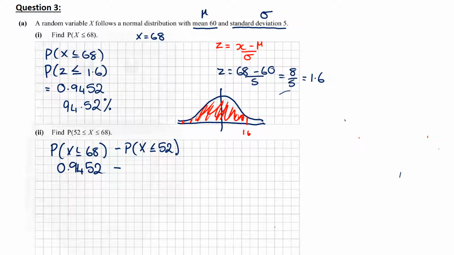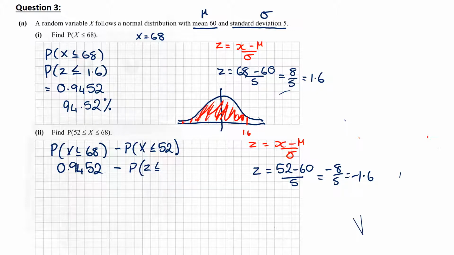to again work with our formula like we did last time. X minus mu all over sigma, and this time my x is 52, so I have 52 minus 60 all over 5, which is minus 8 over 5, which is minus 1.6. So that's the probability that z is less than or equal to minus 1.6.